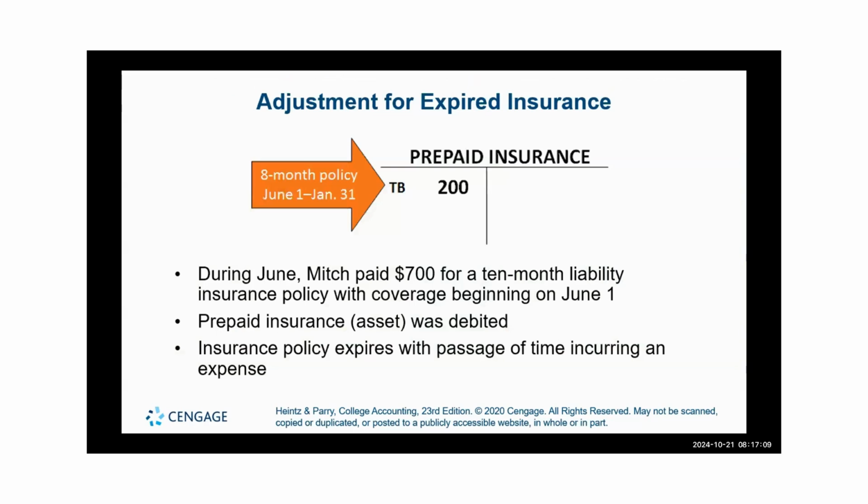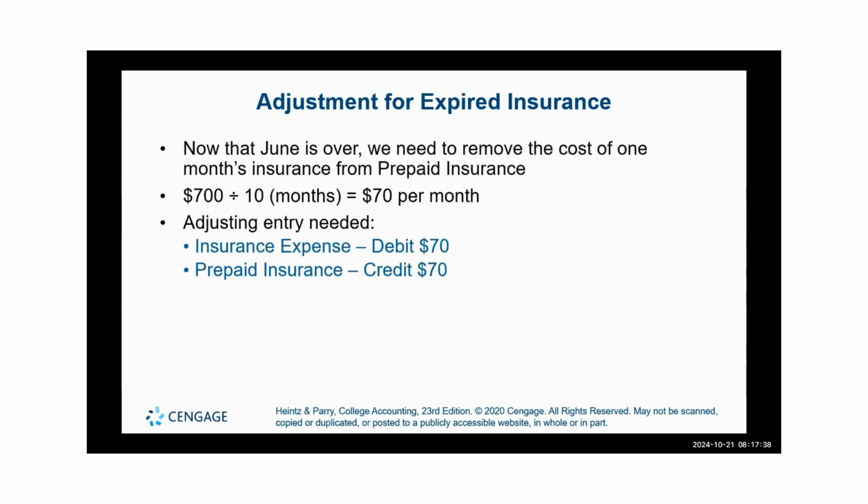All right, so let's talk about expired insurance. So Mitch paid $700 for a 10-month liability insurance policy. So if it is $700, and it's supposed to last me 10 months, I'm going to divide 700 divided by 10, which gives me what? 70. So every single month, he needs to decrease the value of that asset by $70.